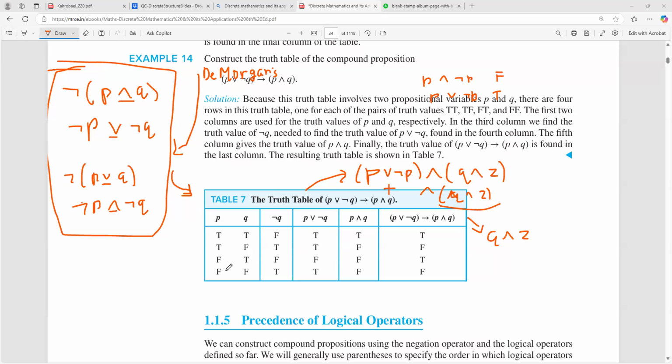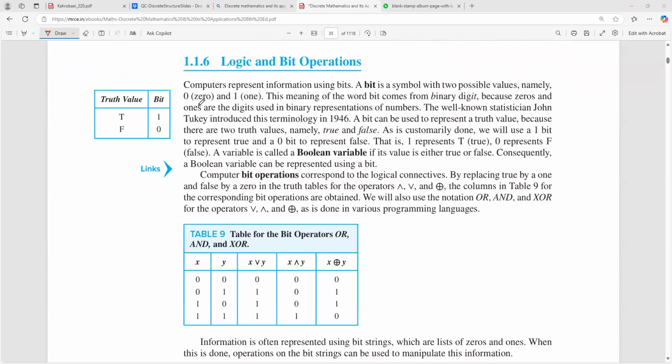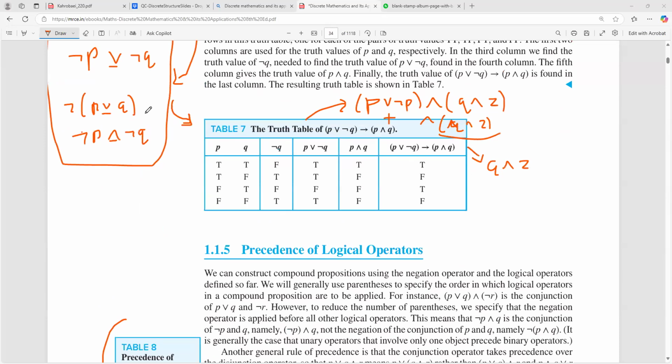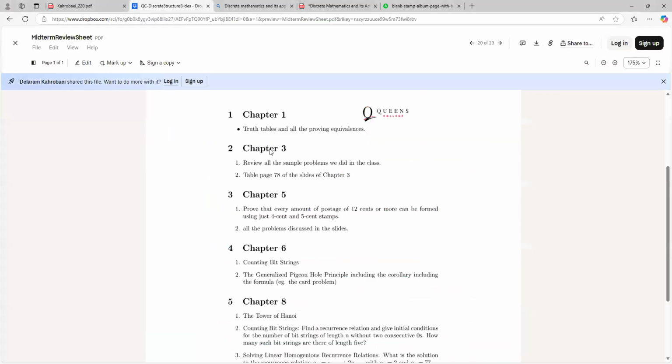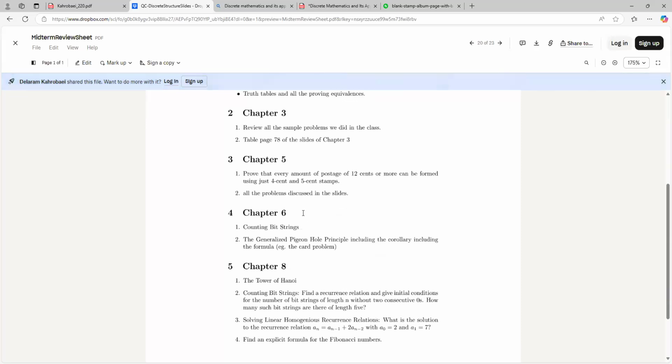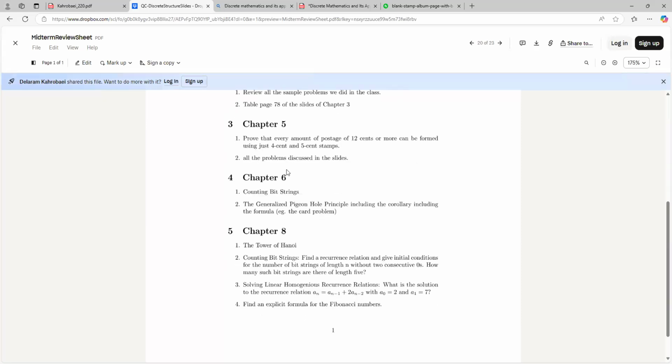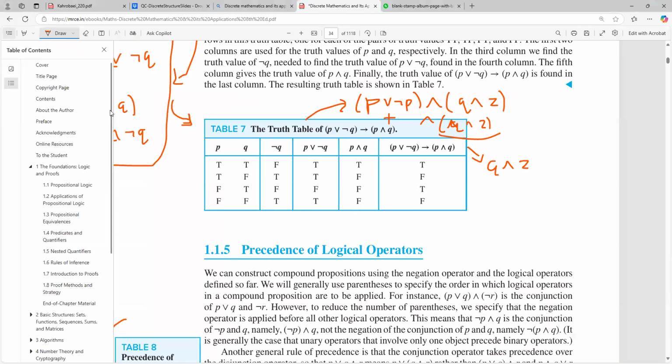Any questions? Counting bit strings. Is that in here? No. Is that a topic on the exam? I think that's chapter 6. Chapter 6. Okay, I think bit strings and pigeonhole. Okay, let's do that then. Chapter 6.